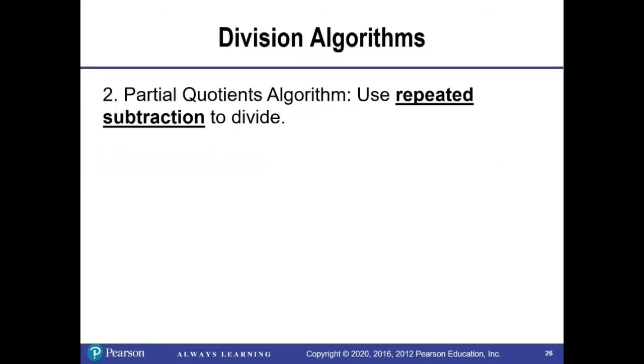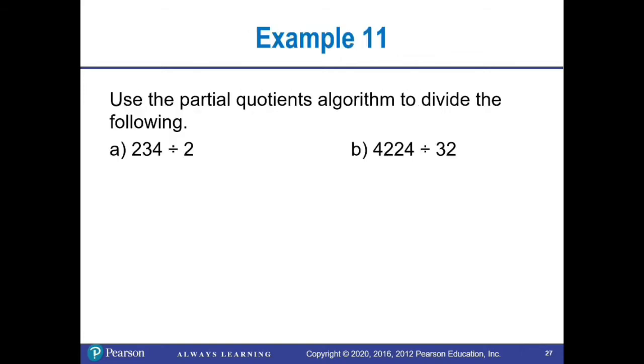Our next algorithm is called the partial quotients algorithm. Now this one uses repeated subtraction, a little different form than what we saw with our model, but it is going to use repeatedly subtracting something here to divide. So here we have 234 divided by 2. So I divide 2 into 234.